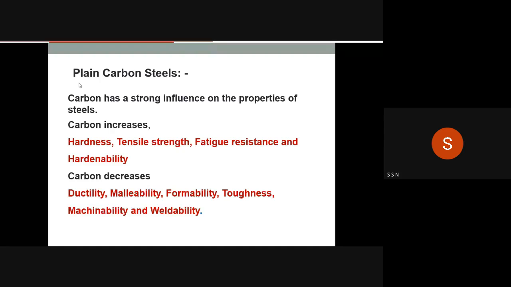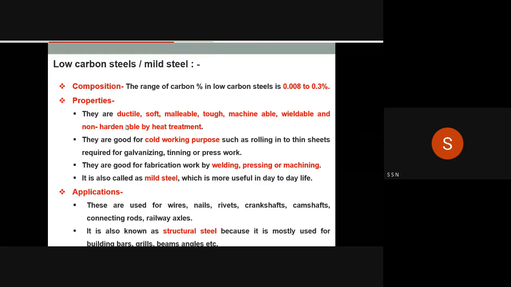So you need to understand this, because in the types of cast iron and types of steel we are going to see next, these properties and the percentage of carbon will be affected. If you understand this, you can easily correlate the other properties. Next, the first type: plain carbon steel.